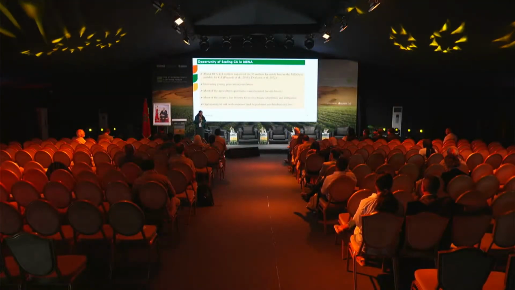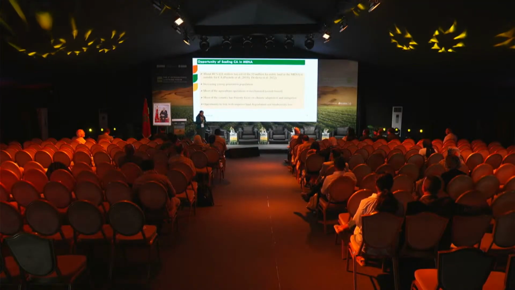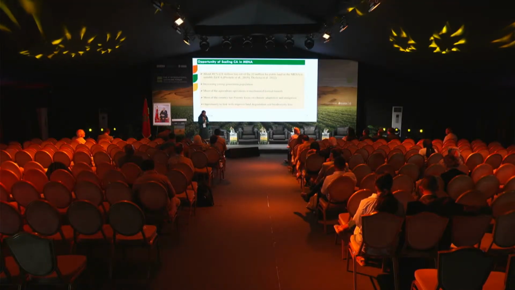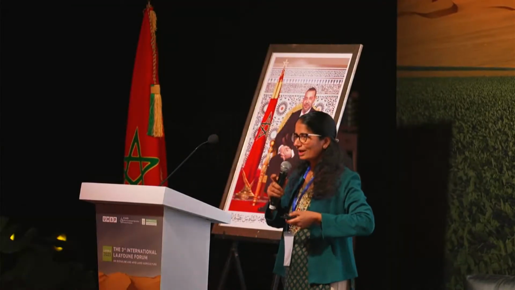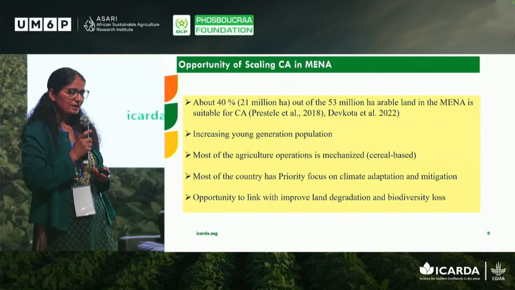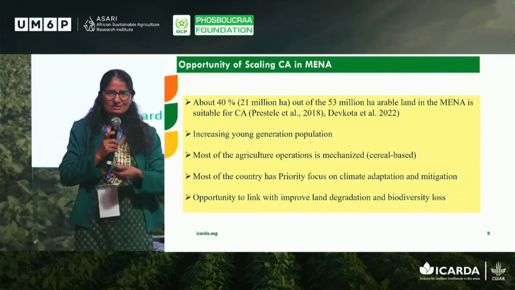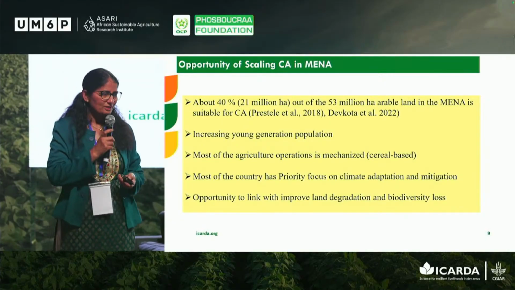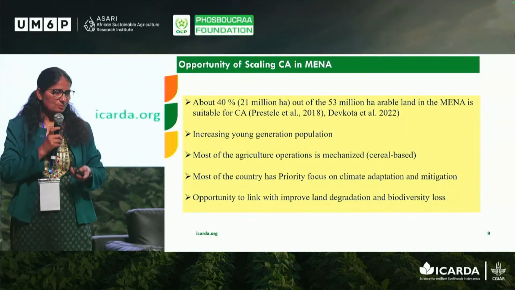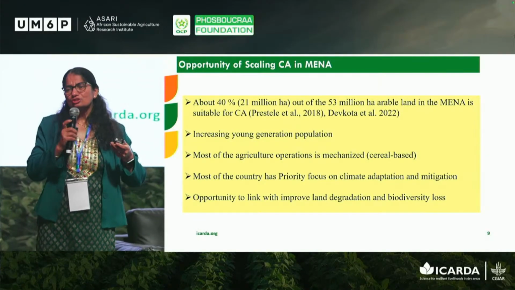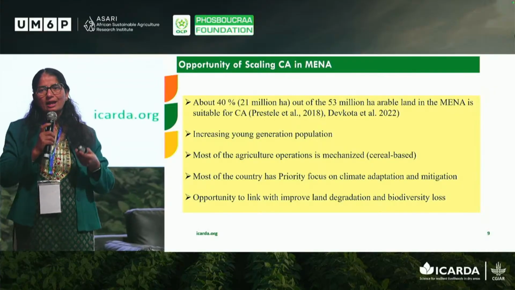I would like to add a little bit here: there is an opportunity to scale conservation agriculture in the MENA region. About 40%, 21 million hectares out of 53 million hectares of arable land, is suitable for CA. We have done some mapping, and the increasing young generation has interest. They want to adopt new things, so there is still scope. And most of the agricultural operation is mechanized. I'm talking about this MENA region. So it's possible. Most countries have a priority focus on climate adaptation and mitigation, and there is also the opportunity to link with improved land degradation. So there is scope. We just need to do it rightly and encourage the people.